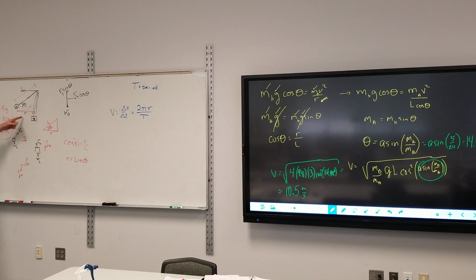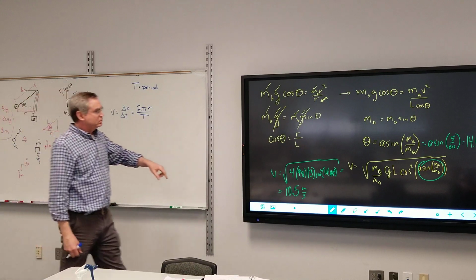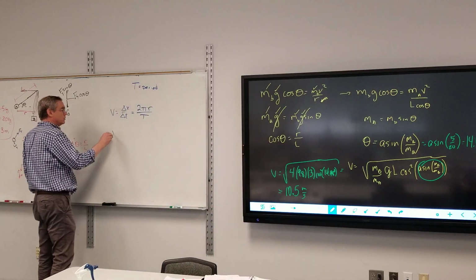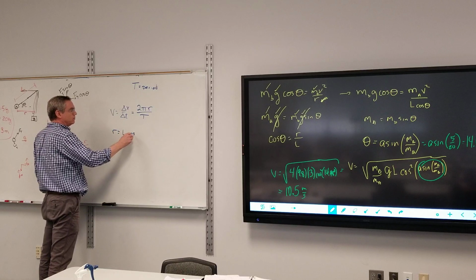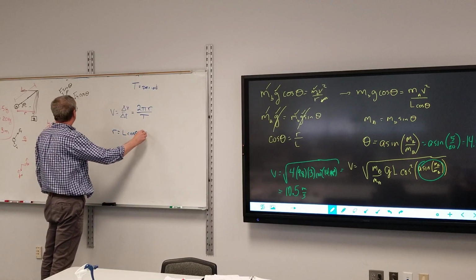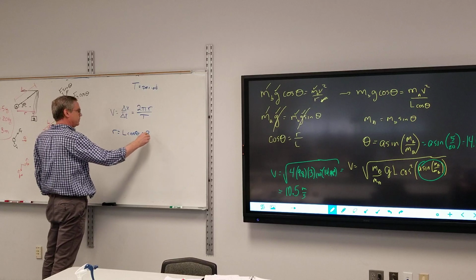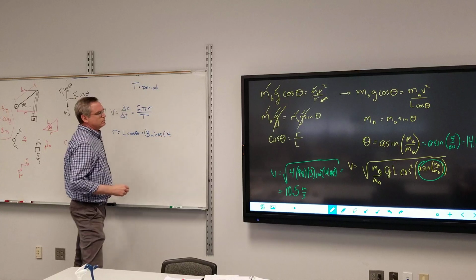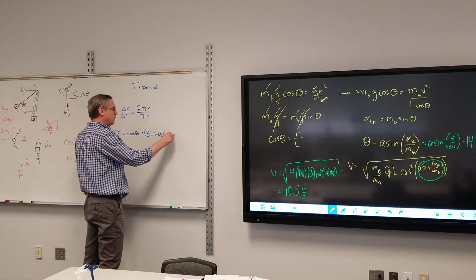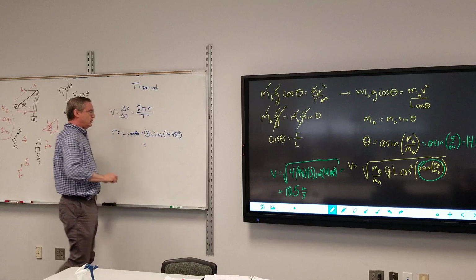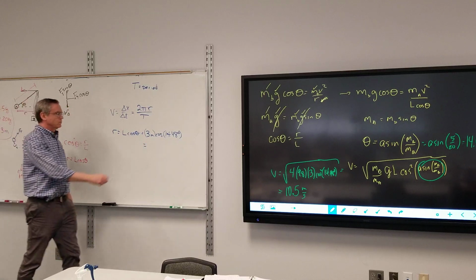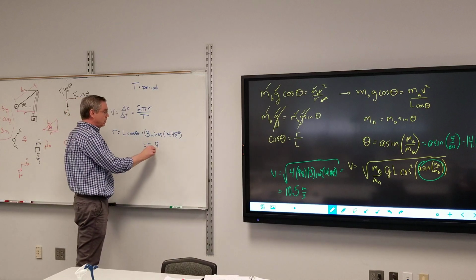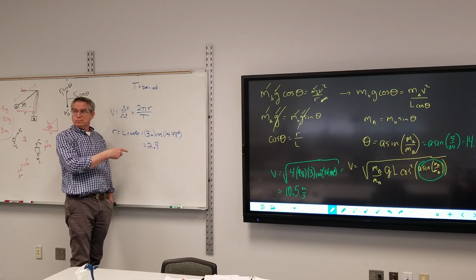And there's my radius. I have a formula right over here: L times the cosine of that angle. So R is equal to L cosine theta, which is 3 meters times the cosine of 14.48 degrees, which is 2.99 meters.